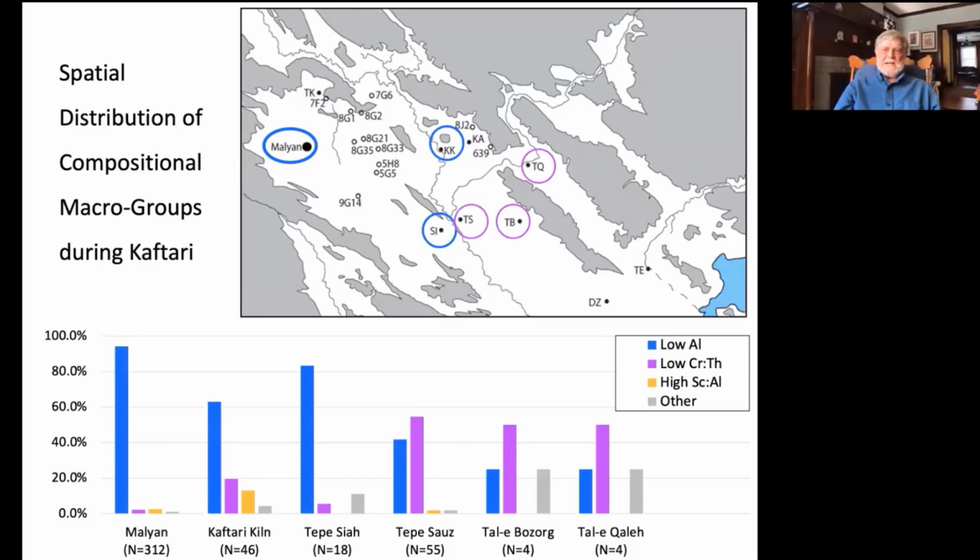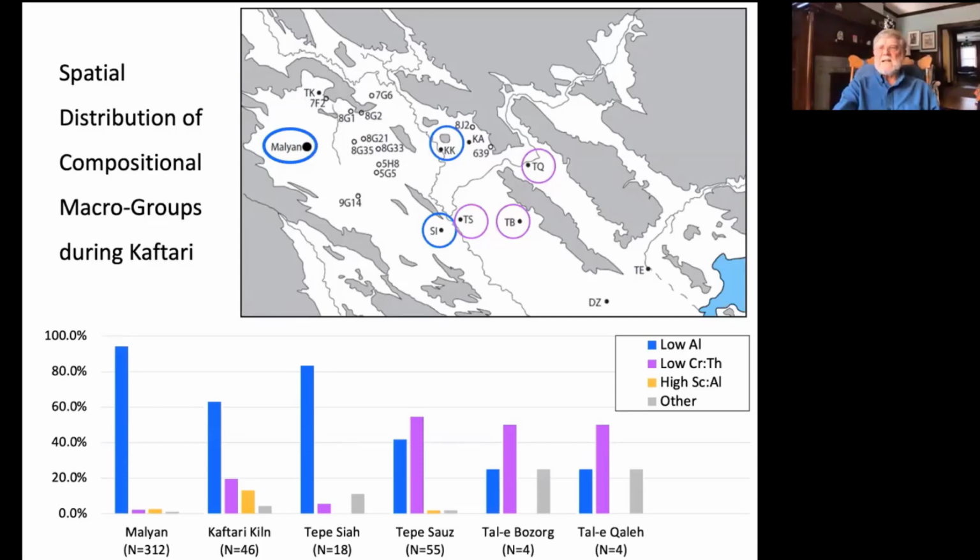During the Kaftari era, the main macro group is the low aluminum, the blue bars here. And from Sumner's survey collections, I was able to examine pottery from Kaftari kiln site. Here is Kamin, from Tol-e Malian, from Tol-e Bozorg, from Tepe Soz, and from Tepe Sia. They're all contemporaneous, we have reason to believe.